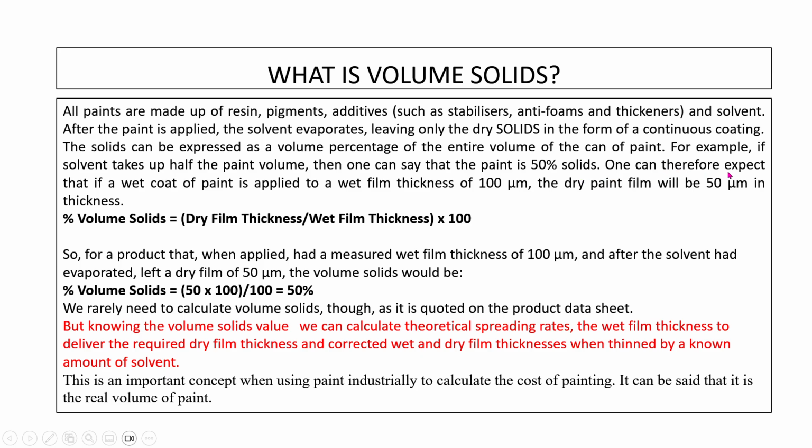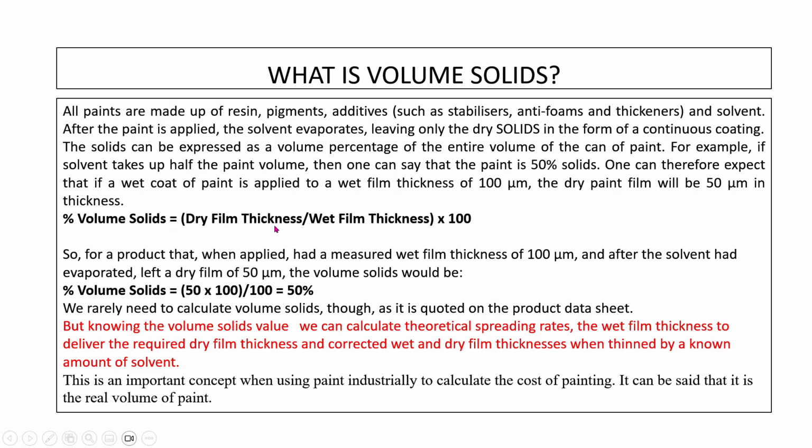One can therefore expect that if a wet coat of paint is applied to a wet film thickness of 100 micron, then after drying, what will be the dry film thickness? 50 micron, because 50% is the solid thickness. So what is the percentage volume solids?